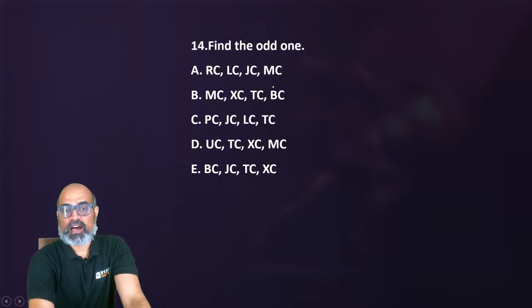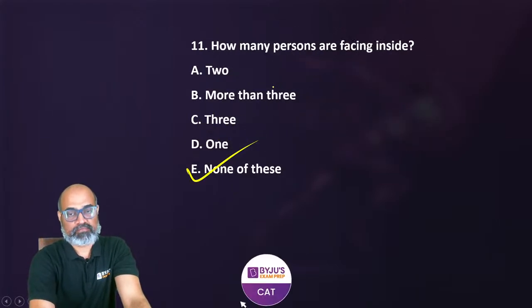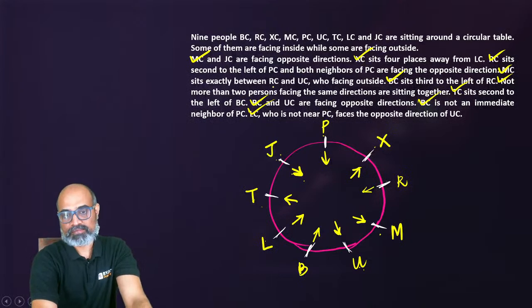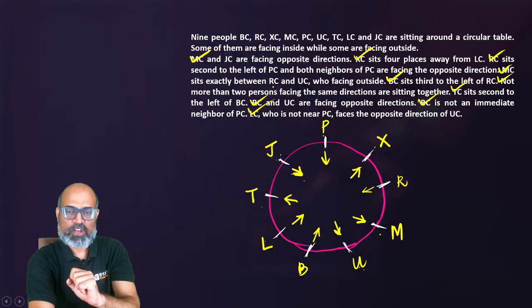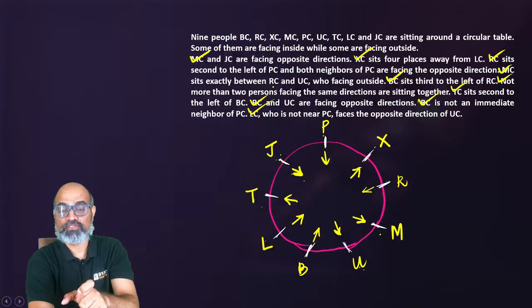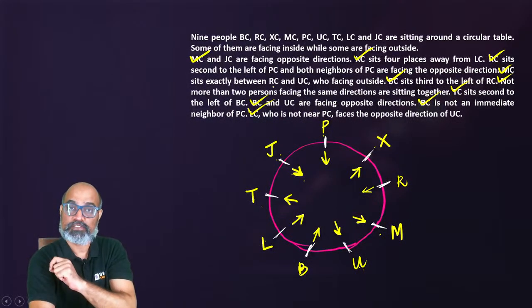Find the odd one. R, L, J, M. The grouping may be because of the positions, or it may be because of the direction in which they are facing, right?